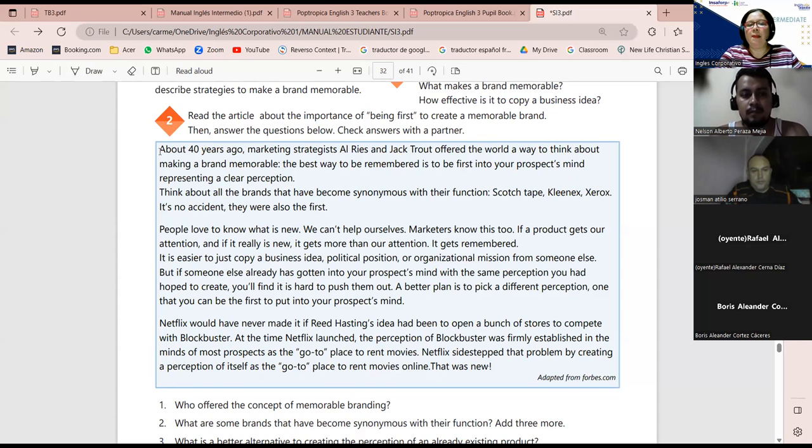So let's read. About 40 years ago, marketing strategists Al Ries and Jack Trout offered the world a way to think about making a brand memorable. The best way to be remembered is to be first into your prospect's mind, representing a clear perception. Think about all the brands that have become synonymous with their function, like Scotch tape, Kleenex, Xerox. It's no accident. They were also the first.